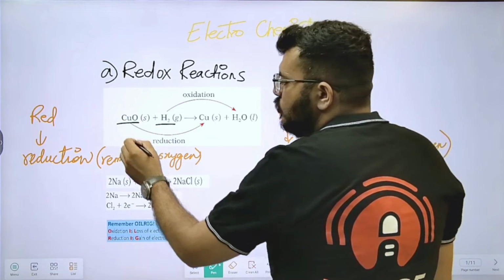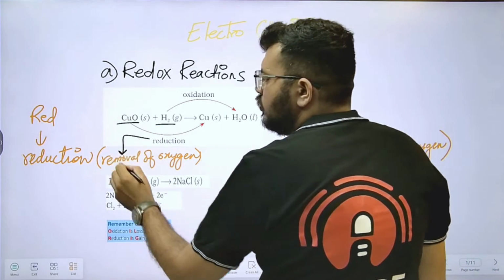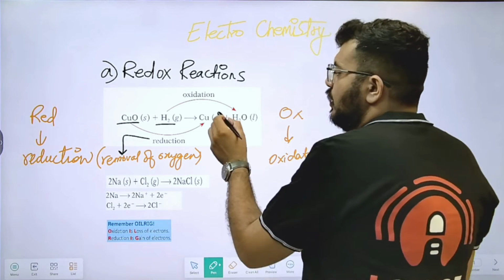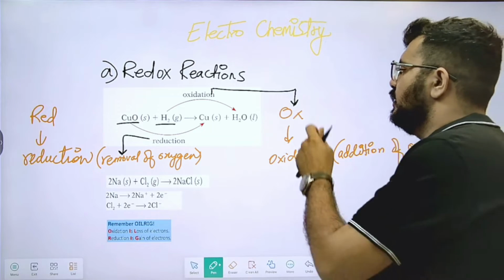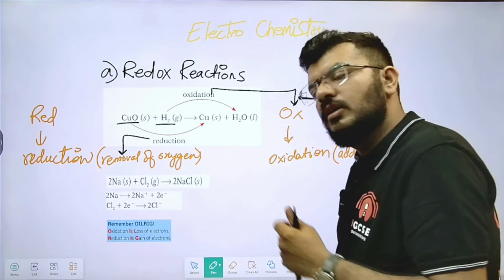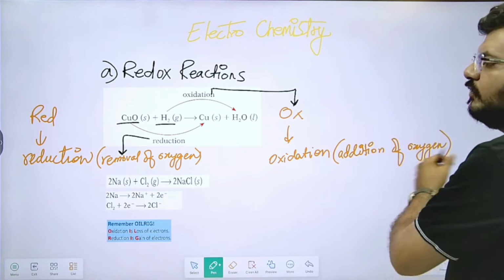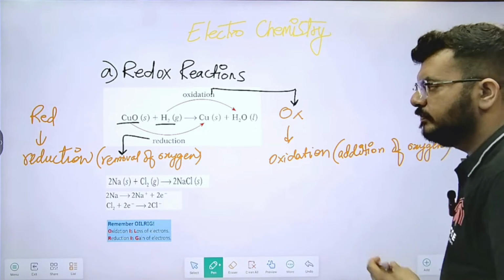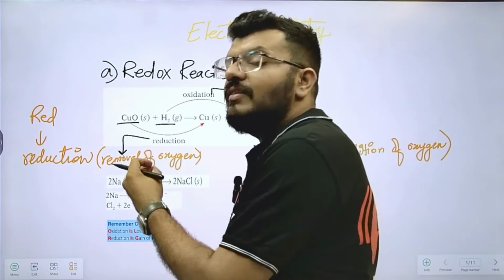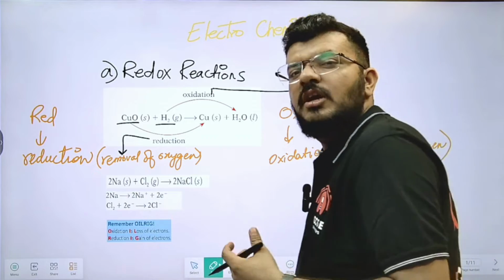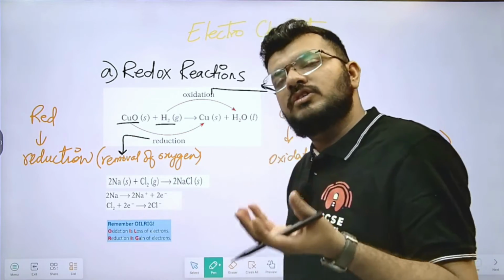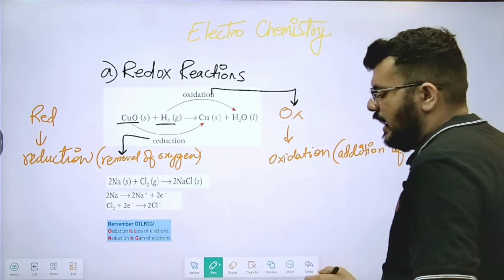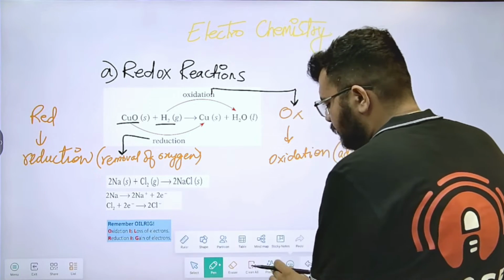Now copper oxide is losing oxygen, so removal of oxygen is reduction. Hydrogen is gaining oxygen, so gain of oxygen is oxidation, right? Addition of oxygen is oxidation. Now we have another definition, because not all redox reactions we see will involve oxygen. To understand that, let's take another example.